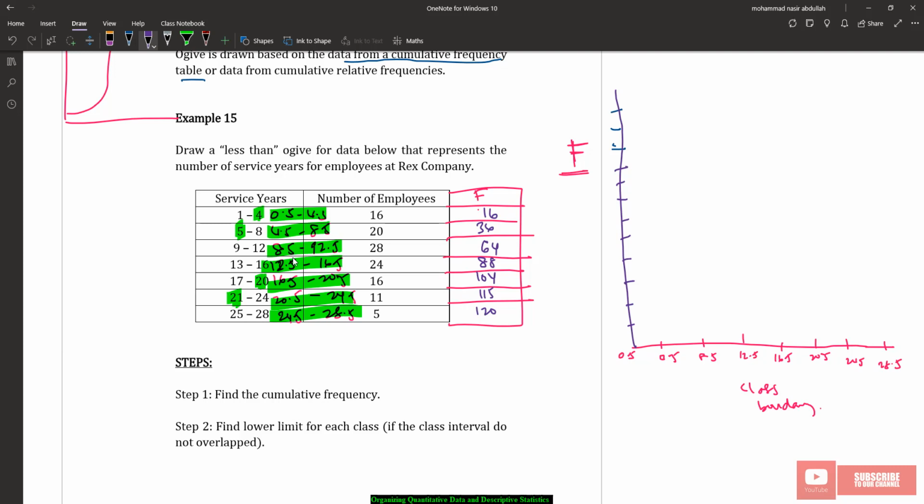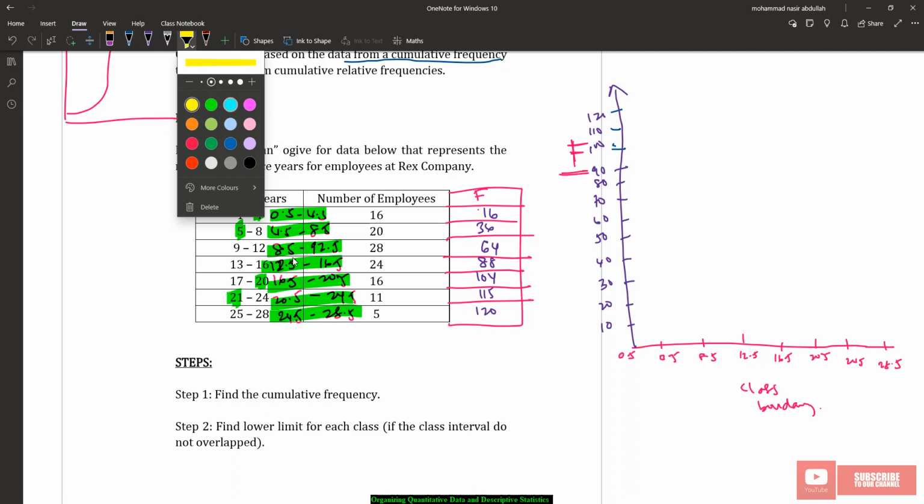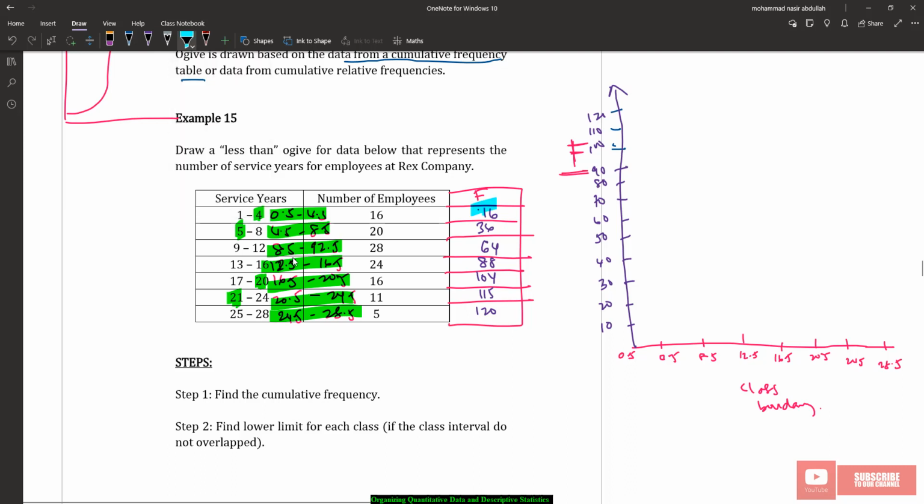So we scale properly in the graph: 10, 20, 30, 40, 50, 60, 70, 80, 90, 100, 110, 120. So this is a cumulative frequency. So we look at cumulative frequency. We only focus on cumulative frequency. Right? We focus on cumulative frequency only.